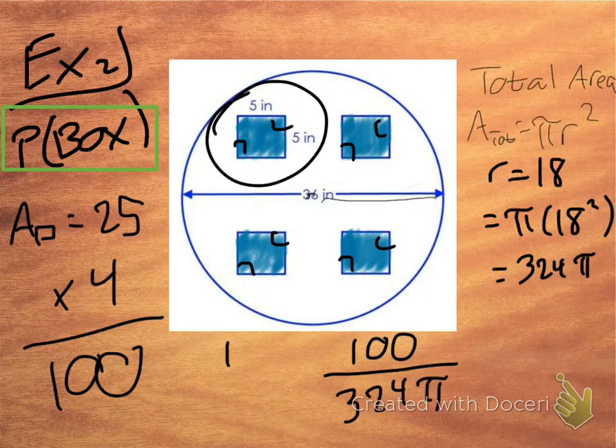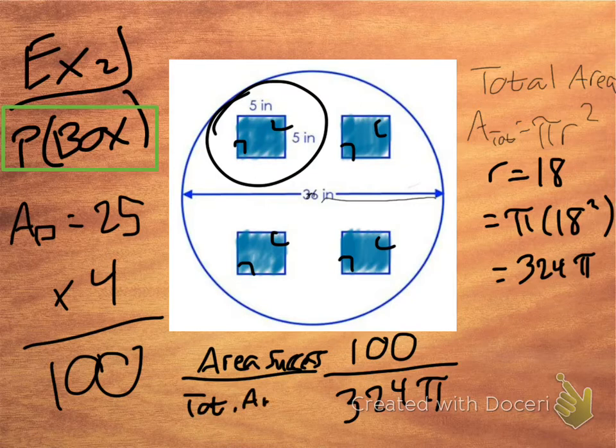So this is, again, the probability of success over the, I should not have put that. Not probability of success, put the area of success over total area. Okay? And that equals that.